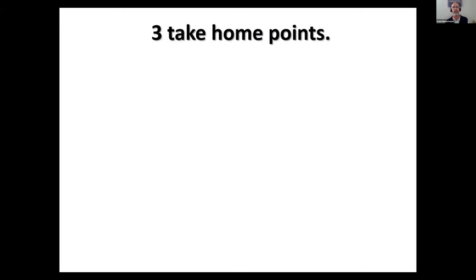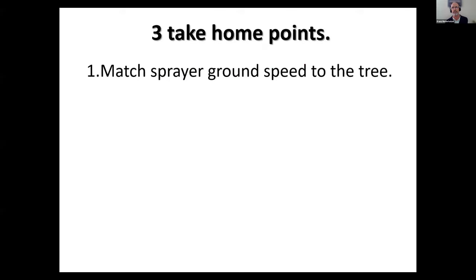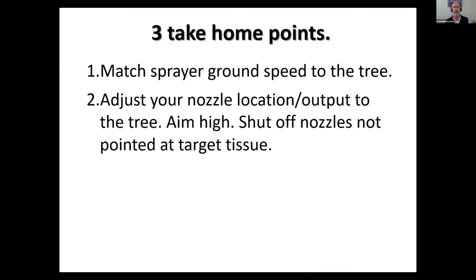Three take-home points in air blast spraying: match your sprayer ground speed to the tree. You can drive faster in the spring prior to canopy fill and get the job done. Once you get the canopy filled and the nuts start to gain weight and come down, you have to slow down to get effective coverage. Adjust your nozzles, target the part of the tree that's got the crop, and also consider gravity. So aim high, shut off nozzles that don't target tissue, and calibrate at least once a year, and twice a year will give you your most efficient application.